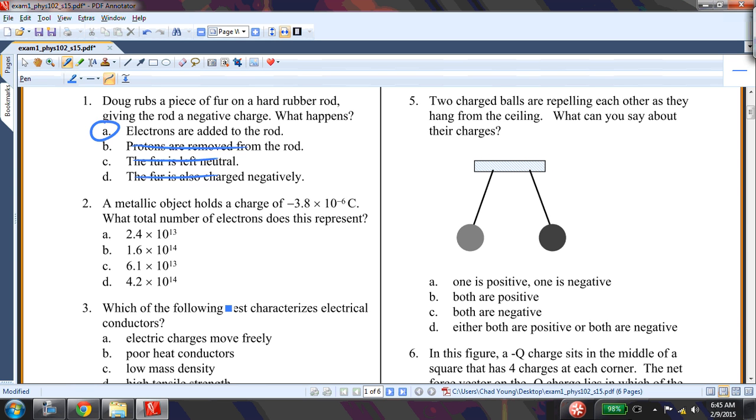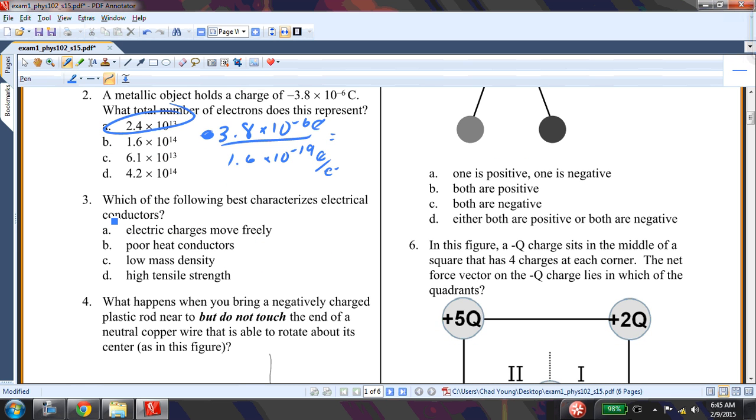A metallic object holds this amount of charge. What total number of electrons does this represent? So I just say 3.8 times 10 to the minus 6 divided by 1.6 times 10 to the minus 19. This is the number of coulombs per charge for an electron. So the number of coulombs per electron, this is the number of coulombs, so it leaves me with the units of just number of electrons. So that's 3.8 times 10 to the minus 6 divided by the fundamental unit of charge. I get 2.4 times 10 to the 13, that's like 2.375.